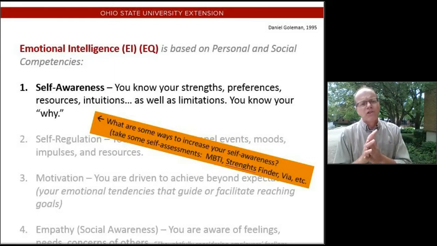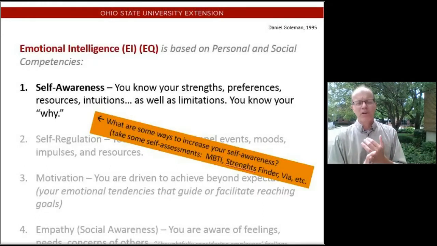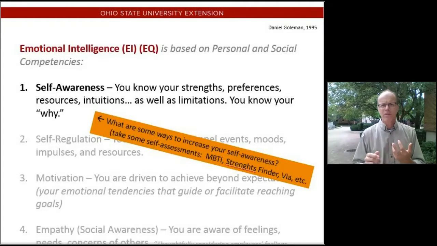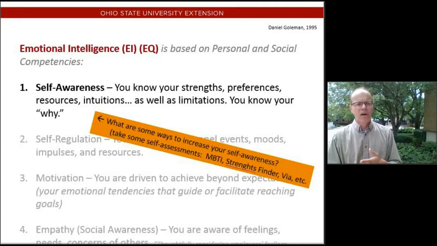It's really good. So how do you increase your self-awareness? What are some things you can do? Well, think about your Myers-Briggs type indicator. Think about taking the online Harvard implicit bias test. Think about doing a StrengthsFinder from the Gallup Foundation.